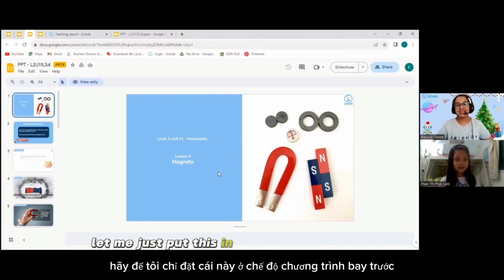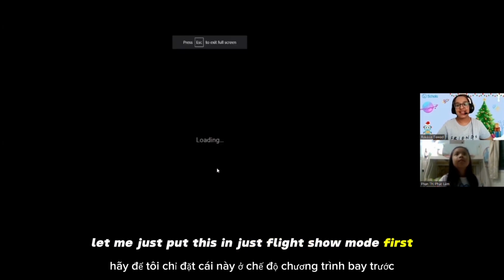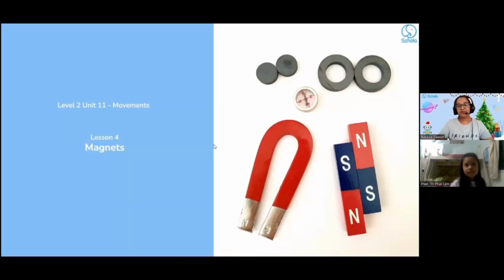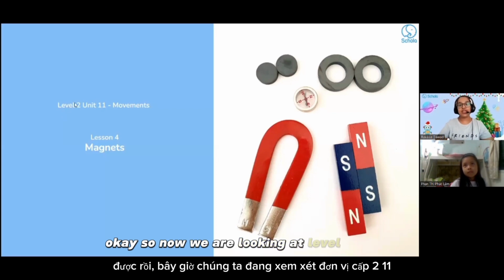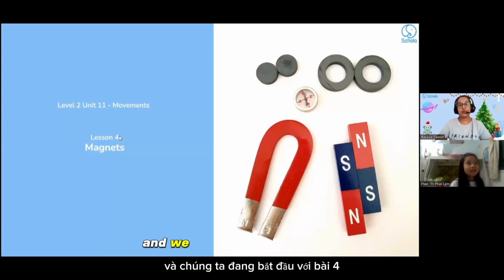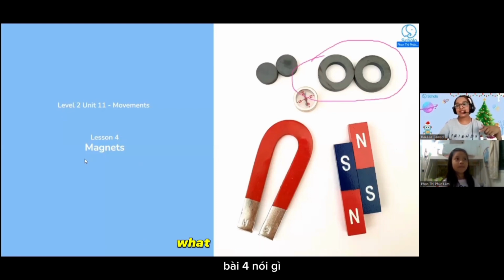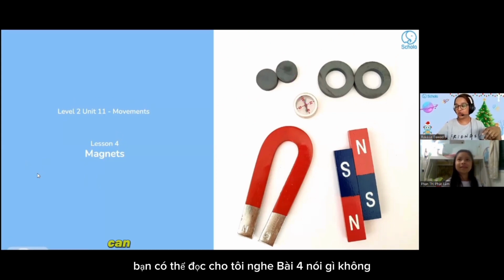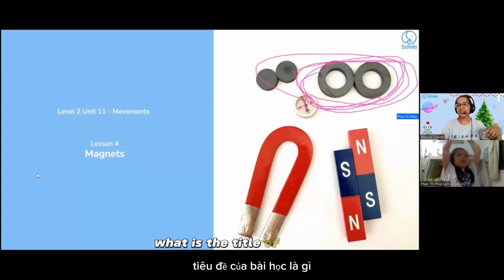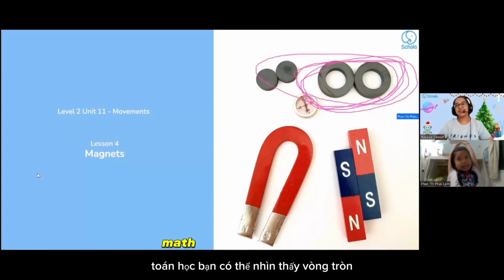Let me just put this into slideshow mode first. Okay, so now we are looking at level 2, unit 11, and we are starting with lesson 4. What does lesson 4 say? Can you read for me? What is the title of the lesson? Magnets. Can you see the circle?